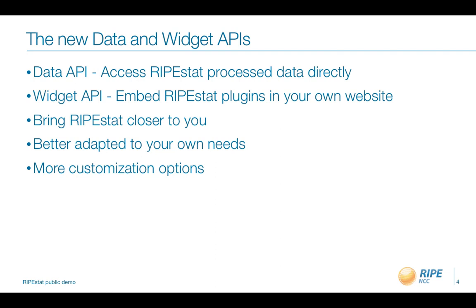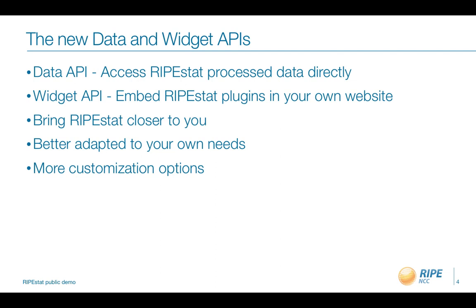On the other hand, the Widget API is a collection of portable scripts and design elements that make use of the data that's provided by the Data API. Based on this data, the Widget API can create the plugins that you already know on RIPEstat and put them in any context, even in your own web page.